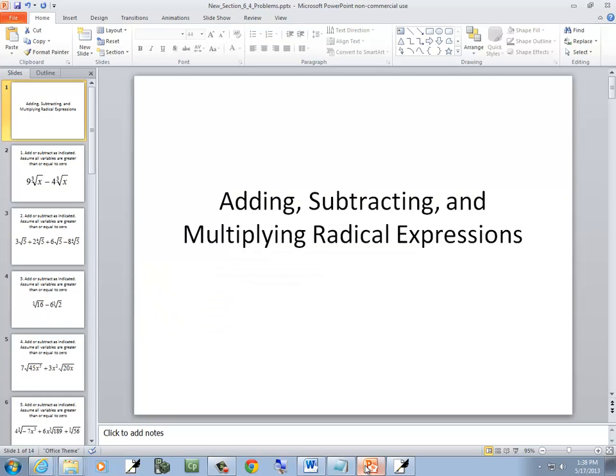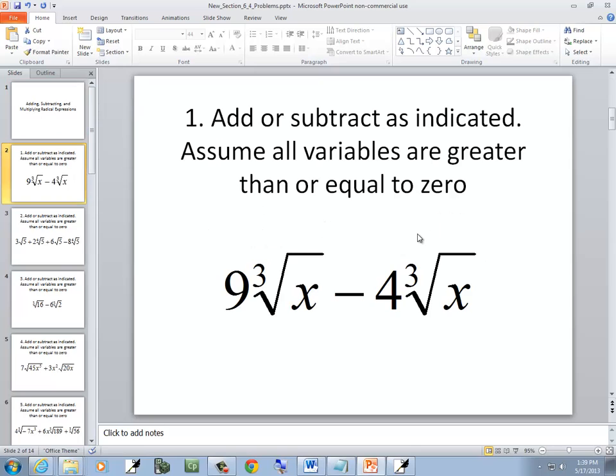Let's take a look at adding, subtracting, and multiplying radical expressions. Now, these first ones, adding and subtracting, are just based upon concepts we've talked about over and over, and the multiplying radical expressions we've seen in a different lesson also. It's just based upon the fact that if you've got two radicals with the indexes the same, you can multiply what's underneath the radicals. So let's take a look at our first problem here.